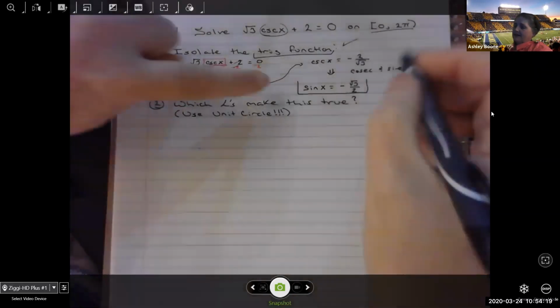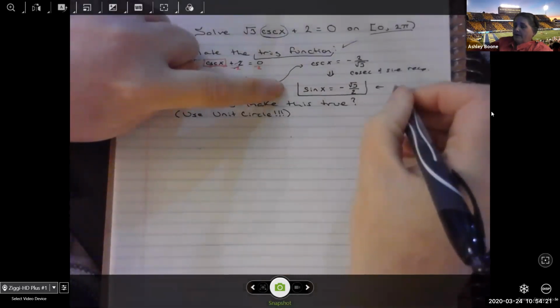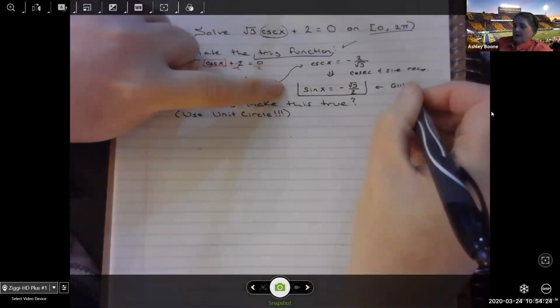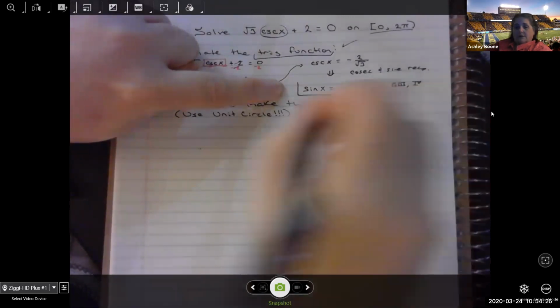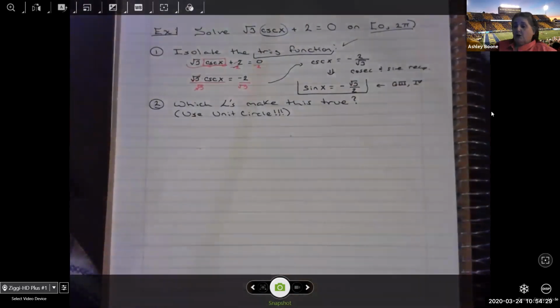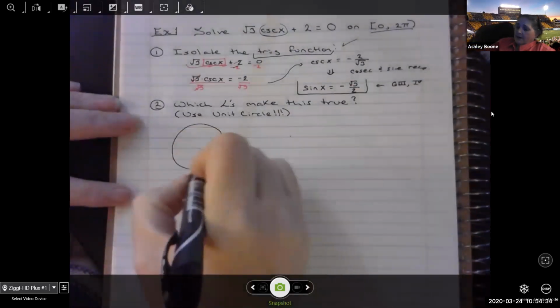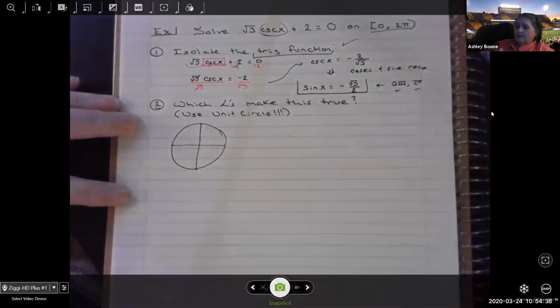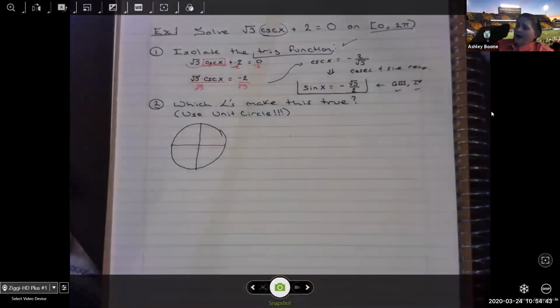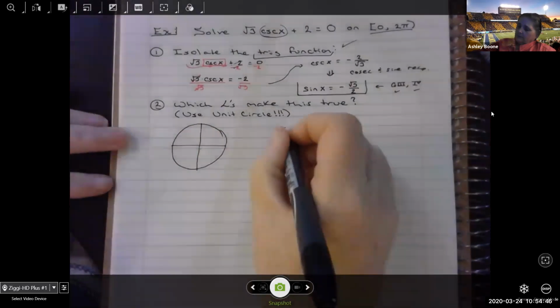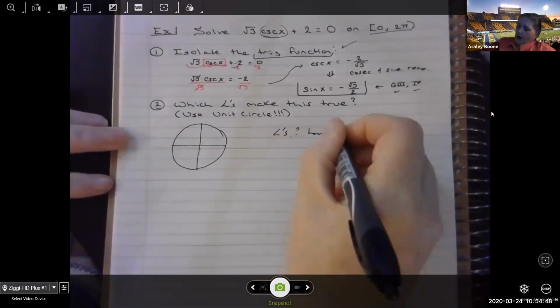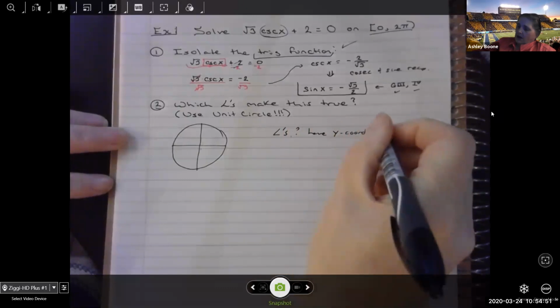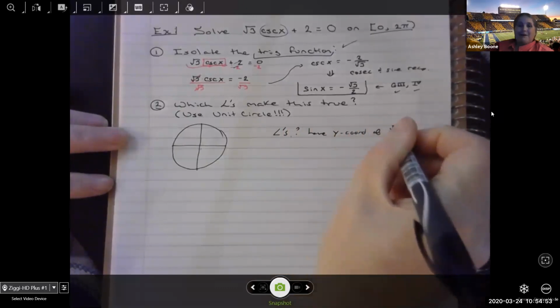Notice that because sine is negative, sine is your y values. That means you're in quadrant 3 and quadrant 4, around 1 revolution of the unit circle. It's already helping us out here. Which angles make it true? Again, think about your unit circle. We already know we're in quadrants 3 or 4. So they'll be negative. What angles have a y coordinate of square root of 3 over 2?